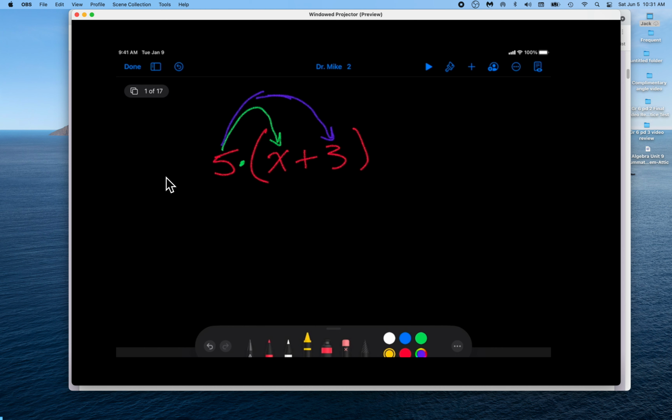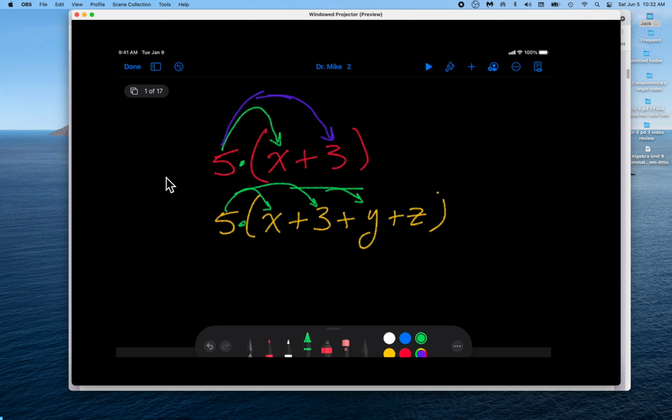You can have more than two things, or more than two entities, more than two terms in a parentheses. You can have this. Here, again, the influence of this 5 would be passed to each of these terms. So this would be 5x plus 15 plus 5y plus 5z.